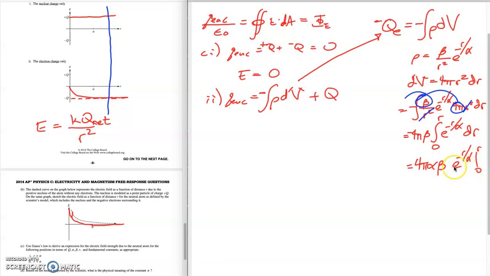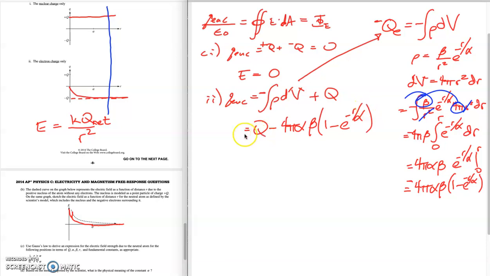And this is important to include both limits, because when you plug in 0 for r up here, the whole thing doesn't go to 0. It goes to 1, which makes this guy 4 pi alpha beta, parentheses, 1 minus e to the minus r over alpha. All right. And you also need to keep in mind that this whole thing is negative. It's electrons. So when we come back over here to Q enclosed, we're going to have the nuclear charge minus 4 pi alpha beta times 1 minus e to the minus r over alpha. That is our Q enclosed.